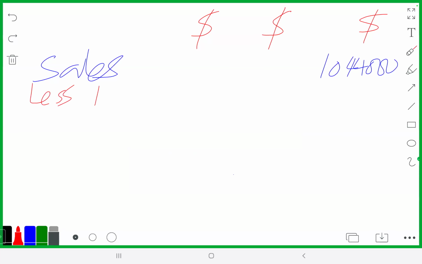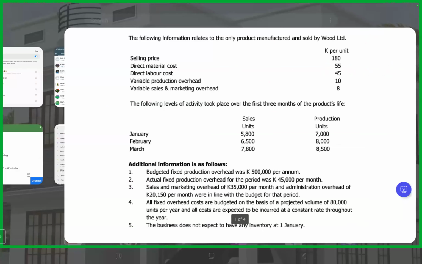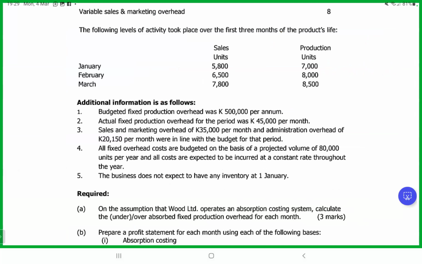Costs of production. You should have the opening stock, isn't it? You start with the opening stock of finished goods. We are told in the question that in January we don't have opening stock. Note number 5 says the business does not expect to have any inventory at 1st January. So you don't have opening inventory.